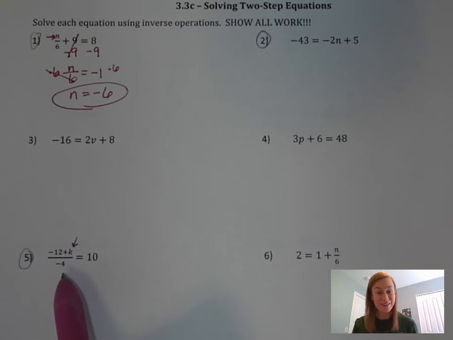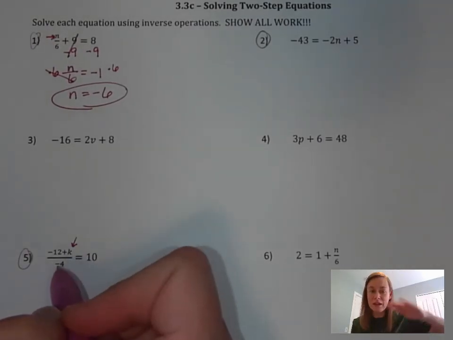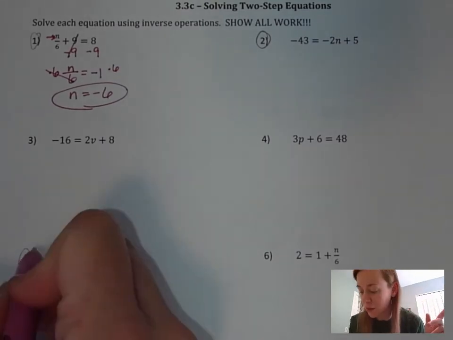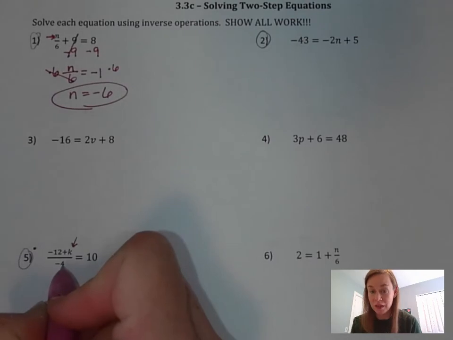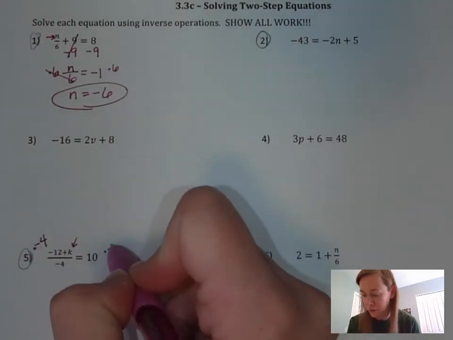So how are we going to get rid of the negative 4? If you want to go ahead and pause your video now, solve this by yourself, and then come back and see if you were right, that would be an awesome idea. How do we get rid of that negative 4? Well, right now it's divided by negative 4. We need to do the opposite of dividing, which is multiplying. So we're going to multiply by the number we want to get rid of, which is negative 4. And we're going to do the exact same thing on both sides.